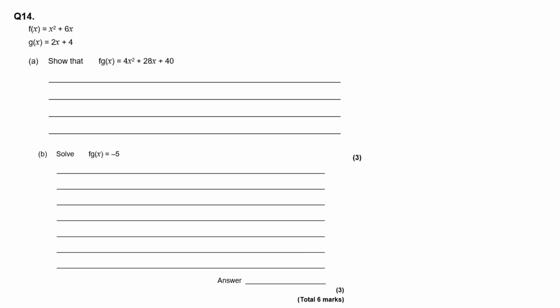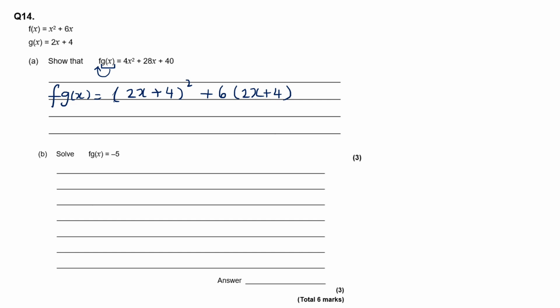Question 14 is a functions question. We've got a composite function here, where we need to take g(x) and substitute it into f. That means it will be substituted into the x values here. So this is f(g(x)), which is equal to (2x + 4) squared plus 6 times (2x + 4).